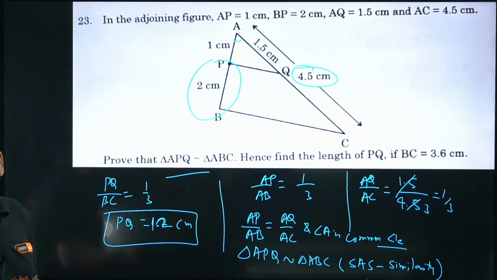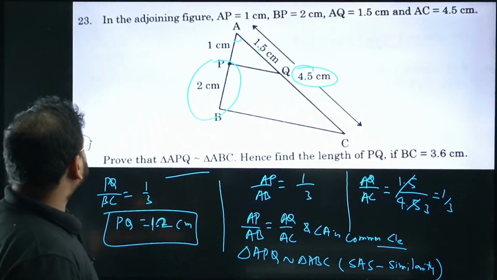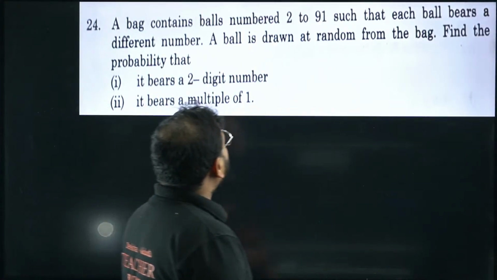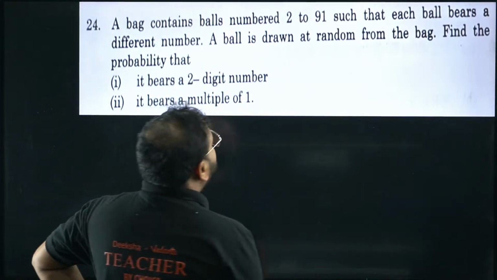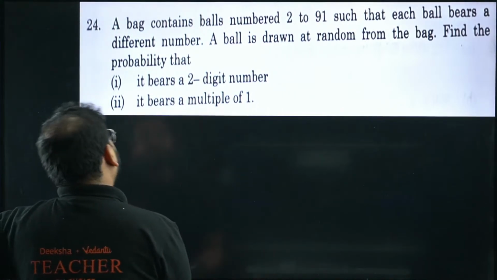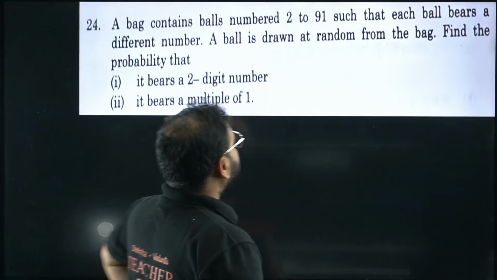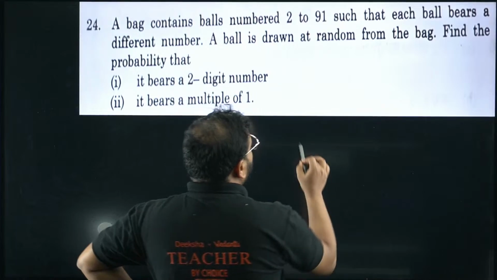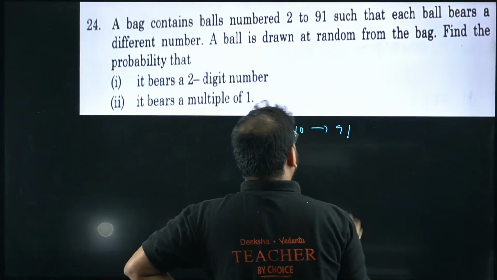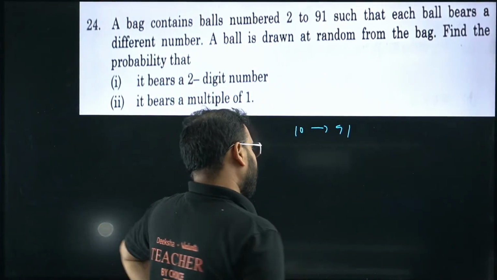Okay, so this is done. What else we have? 24th now. A bag contains balls numbered from 2 to 91, such that each ball bears a different number. A ball is drawn at random from the bag, find the probability that it bears a 2-digit number. Okay, basically starting from 10 to 91, so you get a total of 82 numbers.